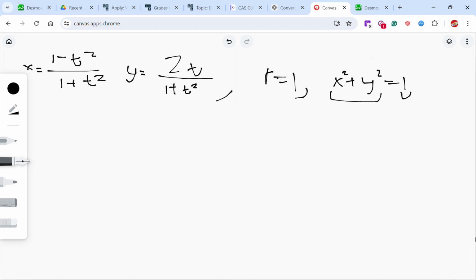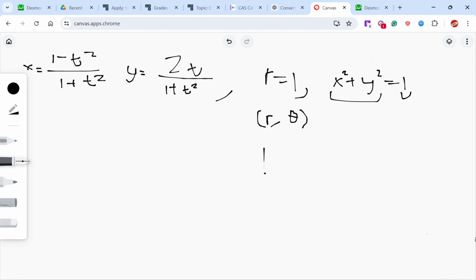R equals 1 is referring to r comma theta on the polar graph. So r is the amplitude. If the amplitude is 1, that means the radius is 1. We already know it's centered on the origin because nothing else is in the equation. And theta can be anything.